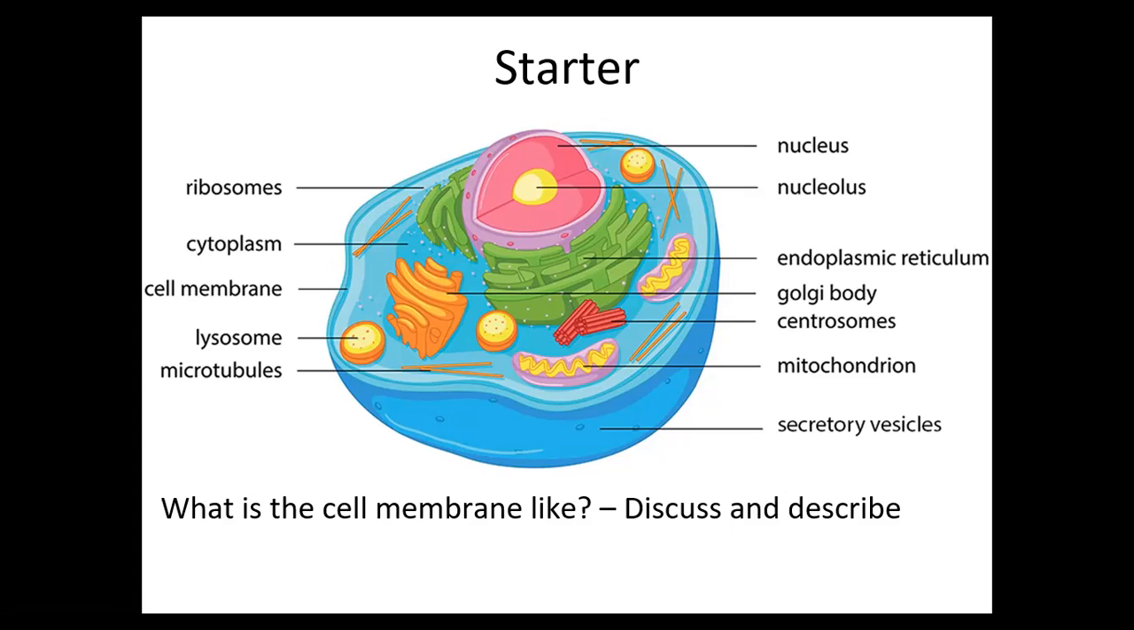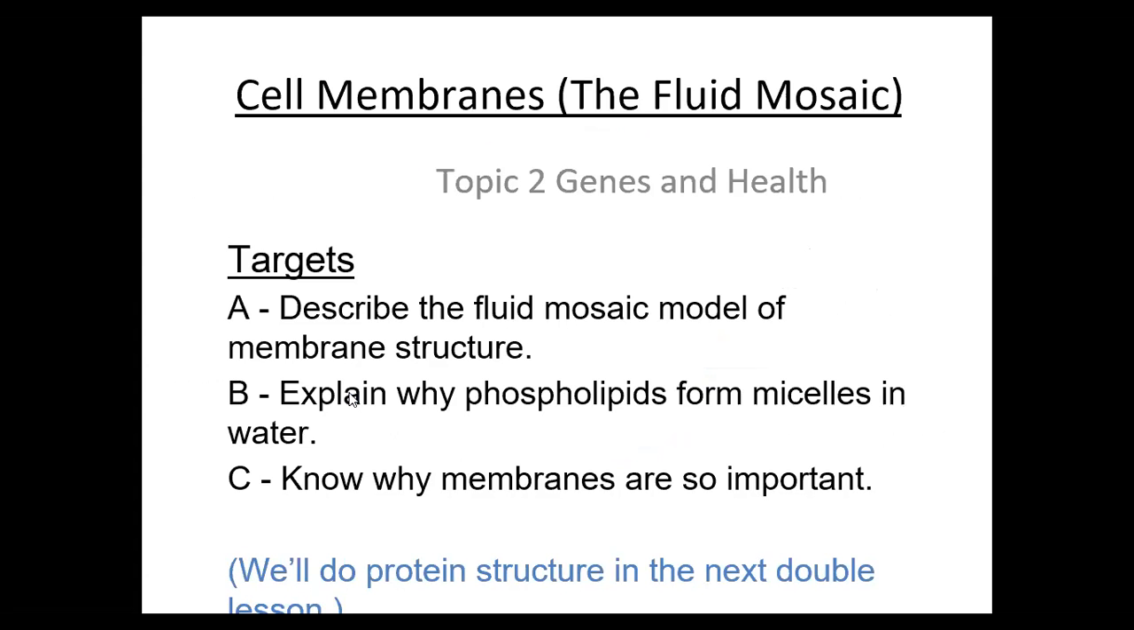But yeah, this is our view of a cell now at this point, with all the organelles that we should now know at A level. So we've got our nucleus, nucleolus, our endoplasmic reticulum, Golgi body, centrosomes, mitochondrion, microtubules. We have these things called secretory vesicles, which I won't have mentioned too much yet, but we will look into them in a moment when we go into the cell membrane a bit more. Cell membrane, lysosomes, cytoplasm, and ribosomes. So we're going to look at the cell membrane in a lot of detail.